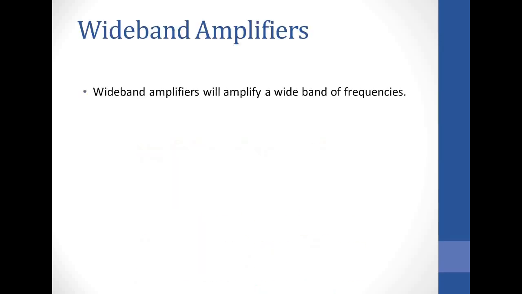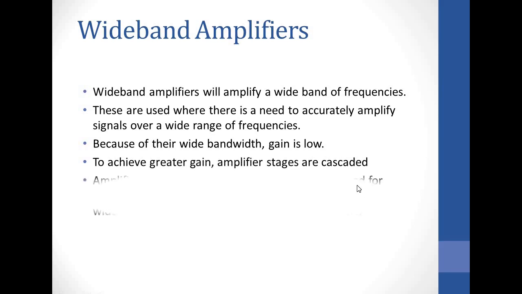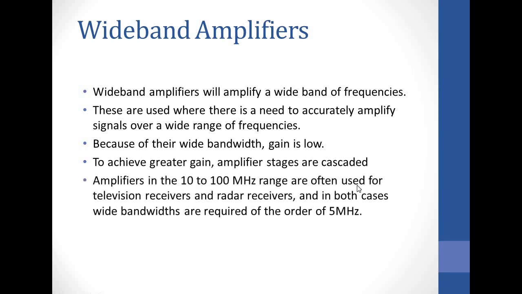Then we have wideband amplifiers. So here we basically want to amplify a wide range of frequencies. The bandwidth will be very, very big. And this is normally employed in TV signals and radar signals because of the requirement of wide bandwidth. Normally for wideband amplifiers, the gain is very low. So to increase the gain, you have to cascade these amplifiers, which means you have to connect so many amplifiers, multi-stages.